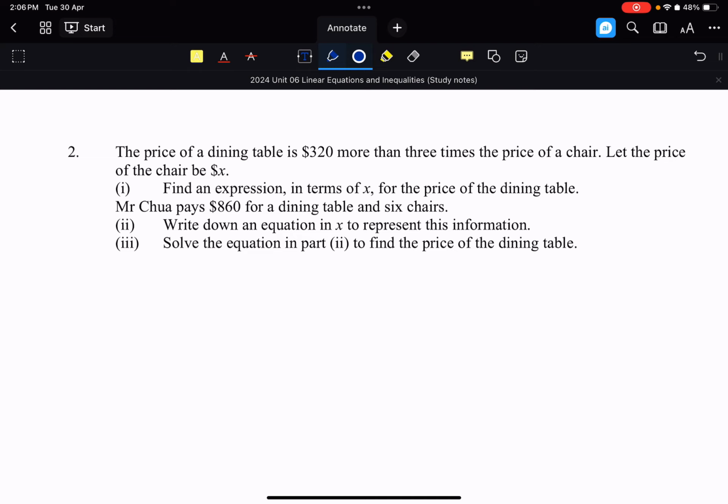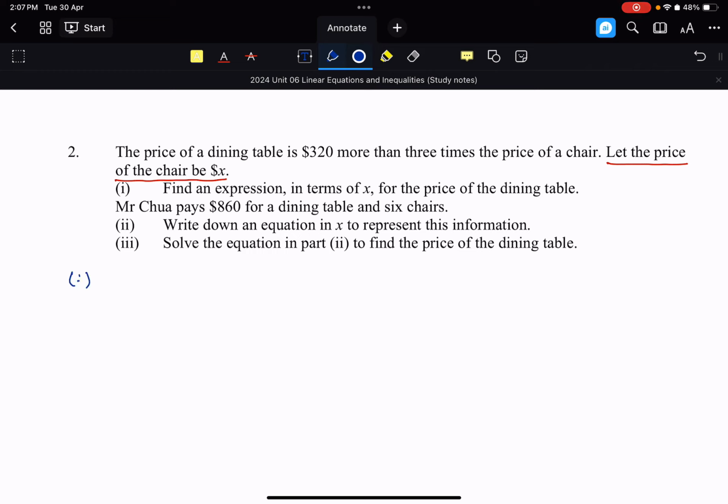The next example, we have the price of a dining table, which is $320 more than 3 times the price of the chair. In this case, the definition has been done for you. The definition is over here: let the price of the chair be x. Since the definition is done for you, we do not need to repeat that. Okay, so let's go ahead and solve it.